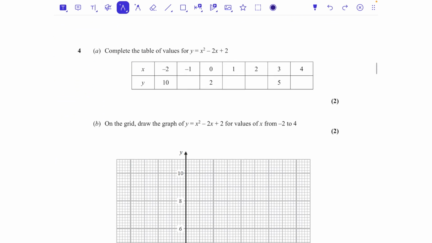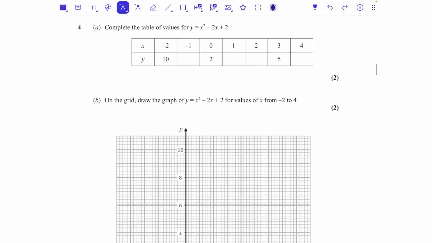Okay, question number 4. Complete the table of values for y equals x squared minus 2x add 2. Now you do have a calculator for this paper, so you can just type this in your calculator. I'm going to do it both ways. You can use the table of values function in your calculator, which I've done videos on separately, or you can just use the bracket method.